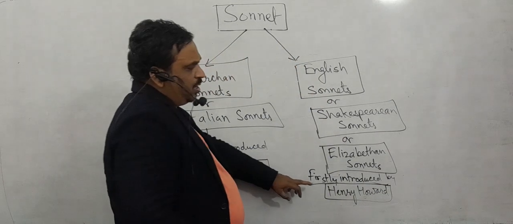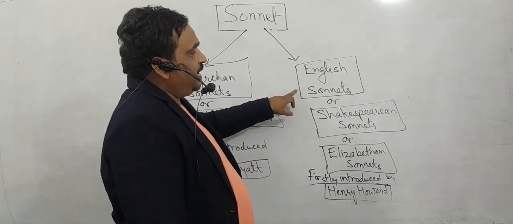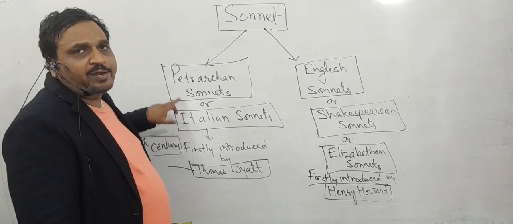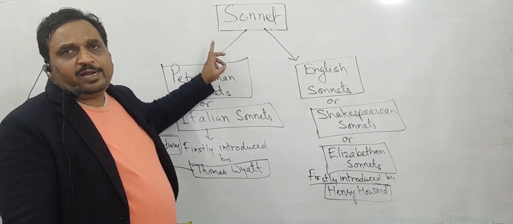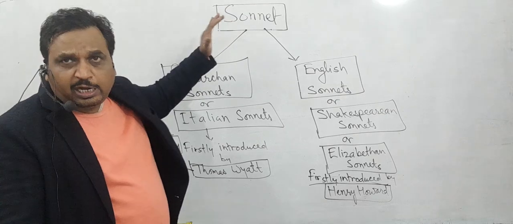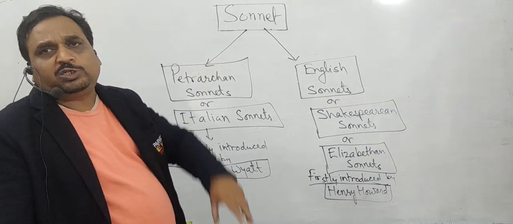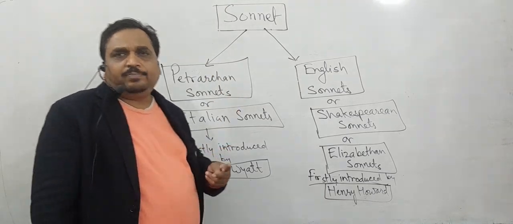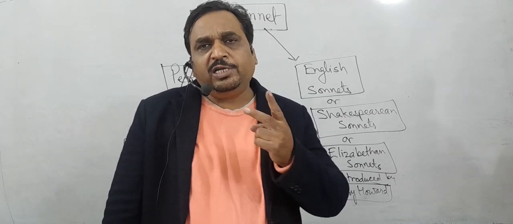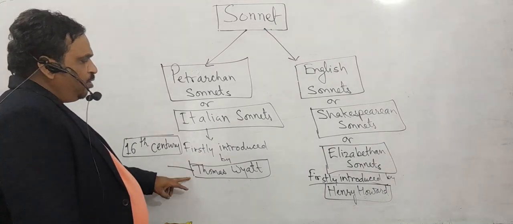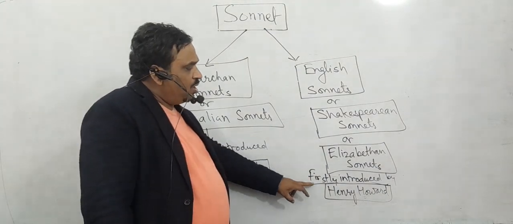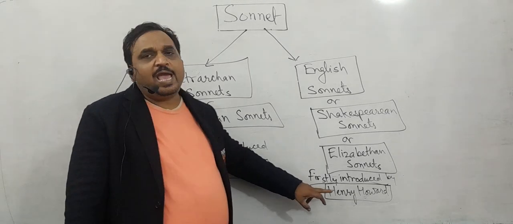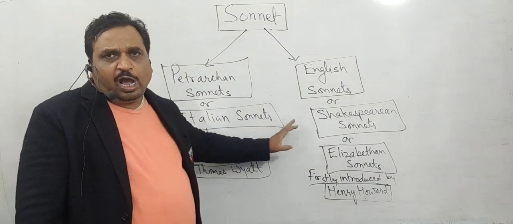So the name of Henry Howard in the 16th century is much related with English sonnets, and Thomas Wyatt in the same 16th century is related with the Petrarchan sonnet. Whereas we already saw that Francisco Petrarch, 2 centuries earlier in the 14th century, put the founding stone for the sonnets, and after 2 centuries, in the 16th century, there became the two varieties of the sonnets. The founding stone of the Petrarchan sonnet was put by Thomas Wyatt, whereas the founding stone of the English sonnets, or the Shakespearean sonnets, or the Elizabethan sonnets, was put by Henry Howard. So this is the brief introduction about the types of the sonnets.